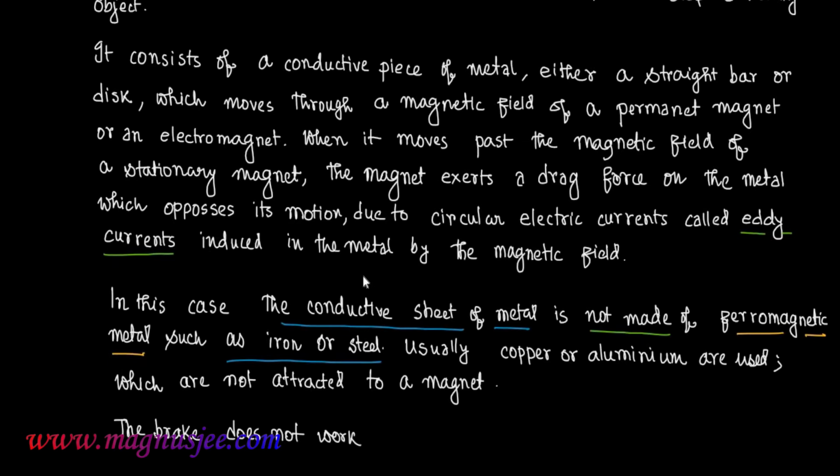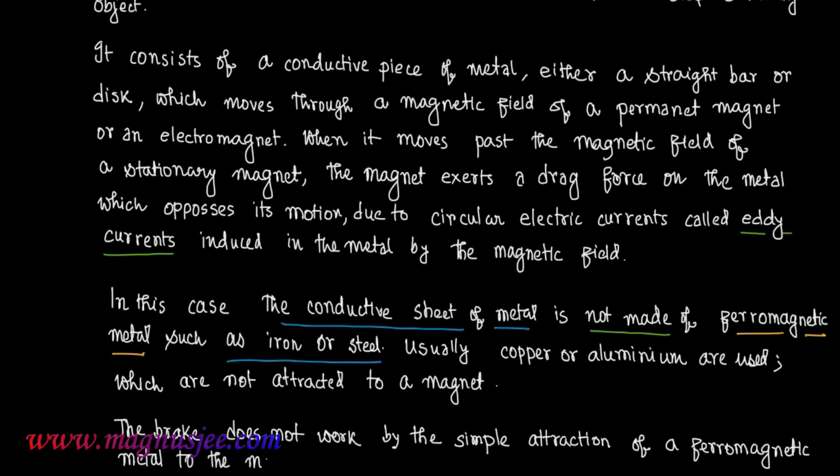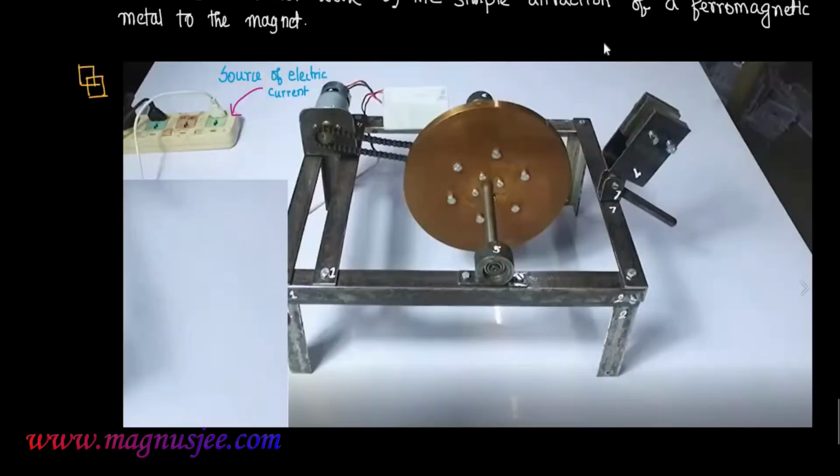The brake does not work by the simple attraction of a ferromagnetic metal to the magnet. So in this diagram we have a circular disc of metal.